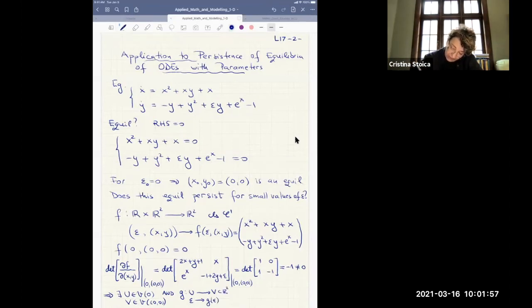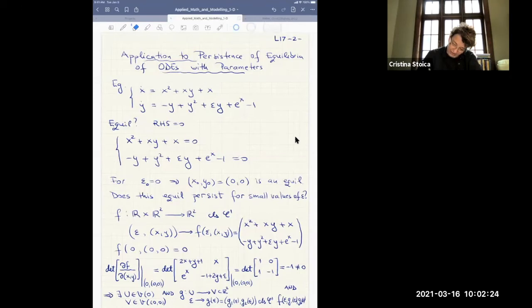So this will be a G1 of epsilon and the G2 of epsilon, such that this G is of class C1 and essential. F of epsilon, G1 of epsilon, G2 of epsilon is 0.